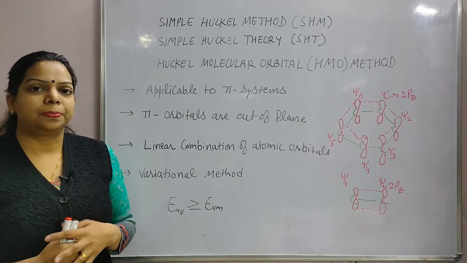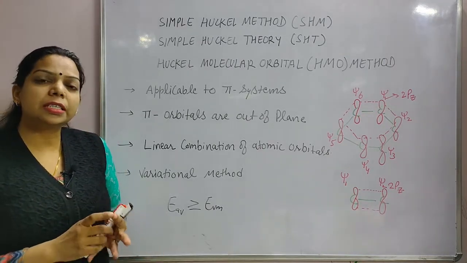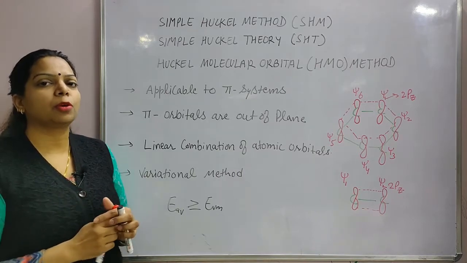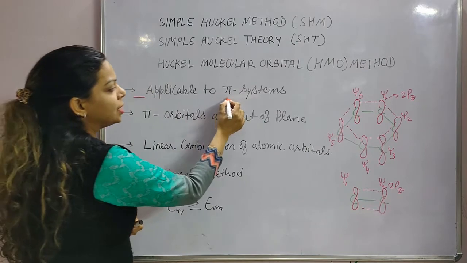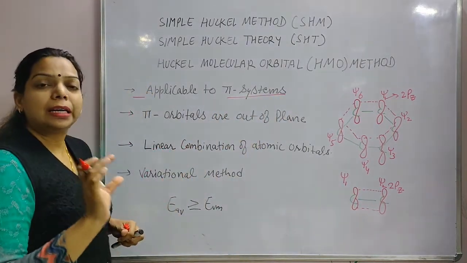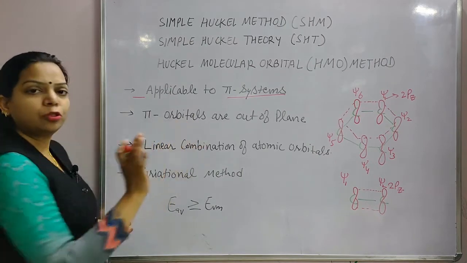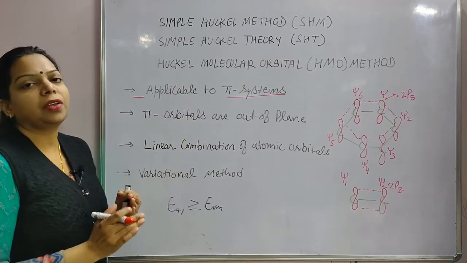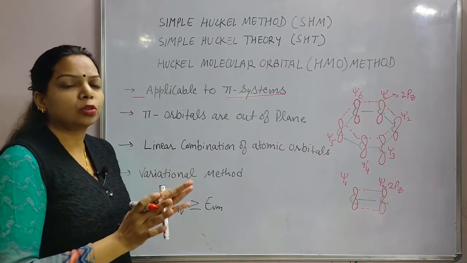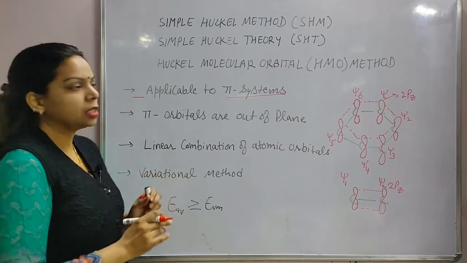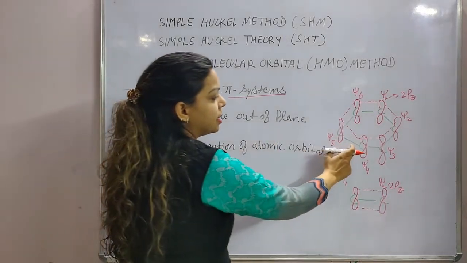So let's start. Before we move into the mathematical details of this method, we must remember a few points about it. First, this method is applicable to pi systems in which pi electrons are present. Secondly, pi orbitals are out of plane. That is why we are able to apply this only to the pi electrons and not to the sigma electrons. Let's see this example.